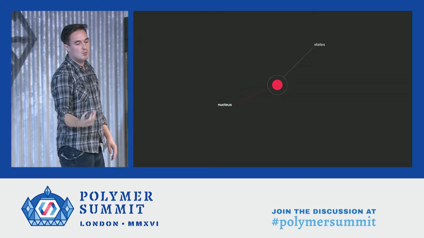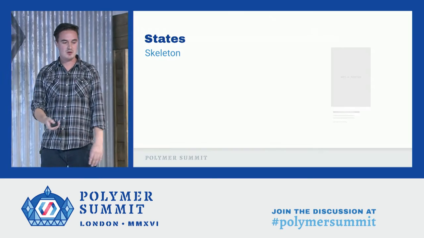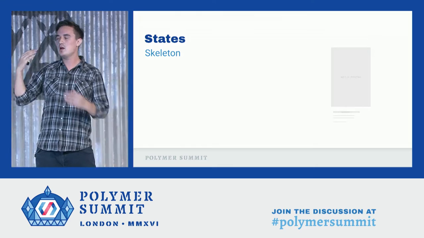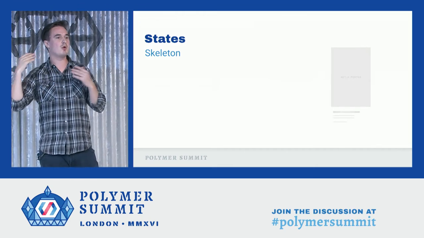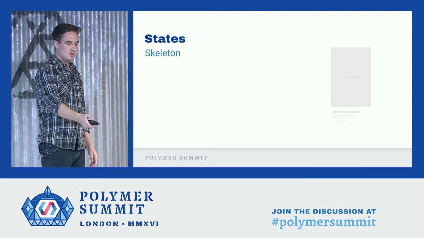So the next thing, we layer some more stuff on. Let's look at states. This component will have some states. The first is a skeleton state. This is the preloaded state. Before the product data has come back, or it's rendered completely, this is how it will look. And then you have a loaded state, which is the next state on top.